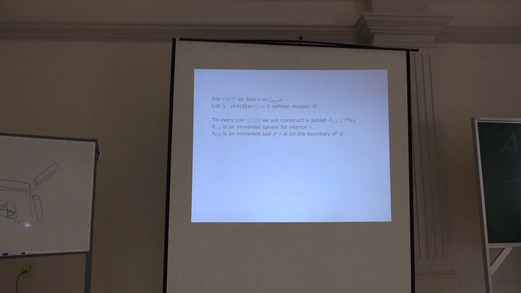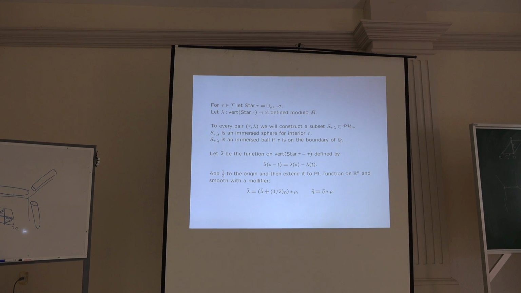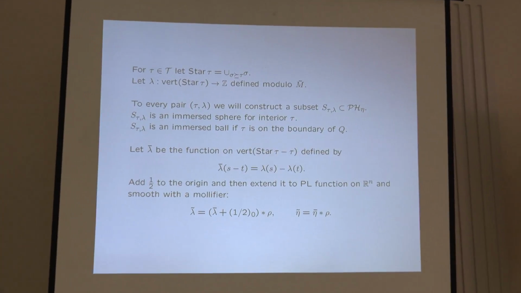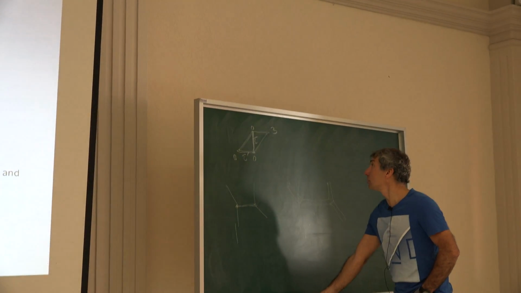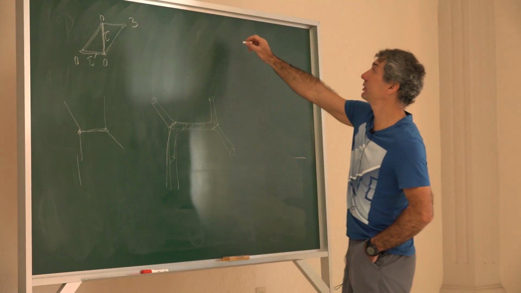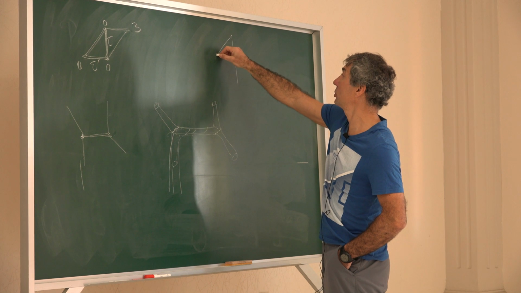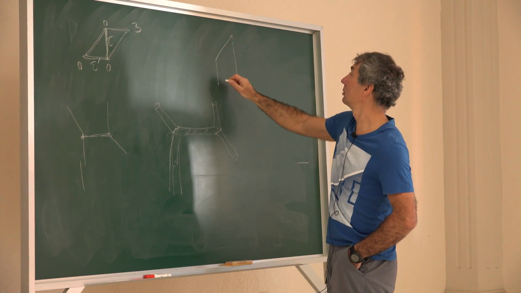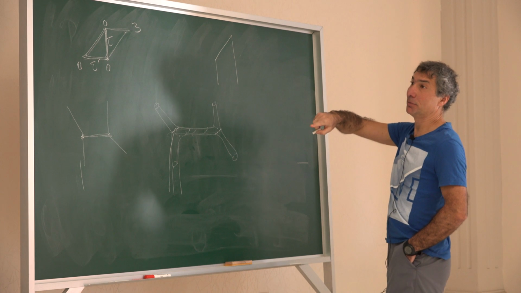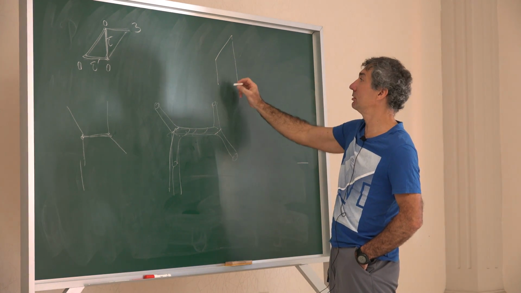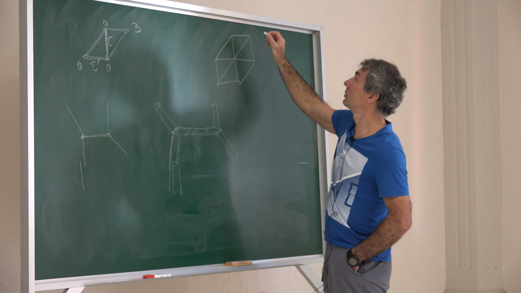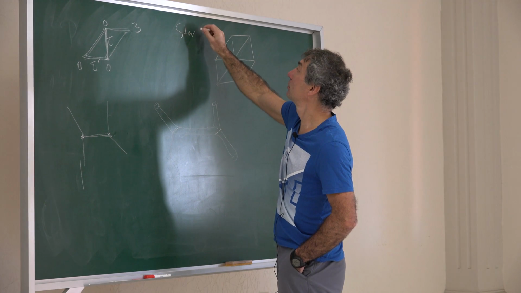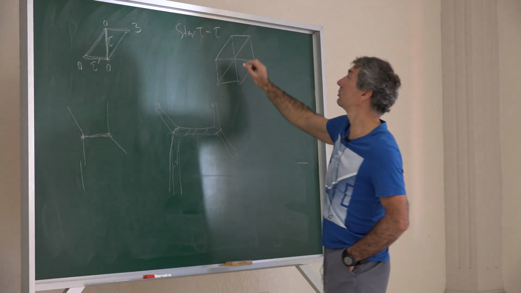Okay. So this is a precise description of how I build the sphere. So, let me go back to this example. Star of tau minus tau, in this case, is going to be the following picture. Here minus is like a Minkowski minus, or plus the minus tau, if you want. This is the star of tau minus tau. That's what it looks like.